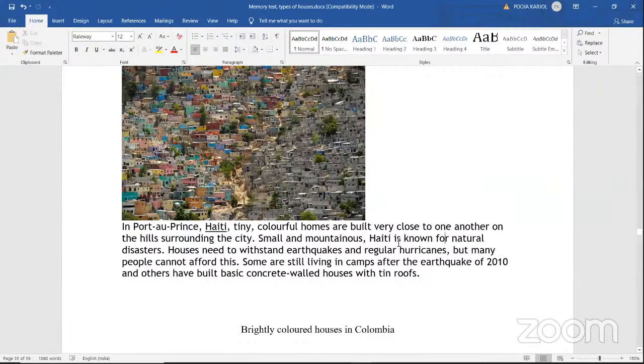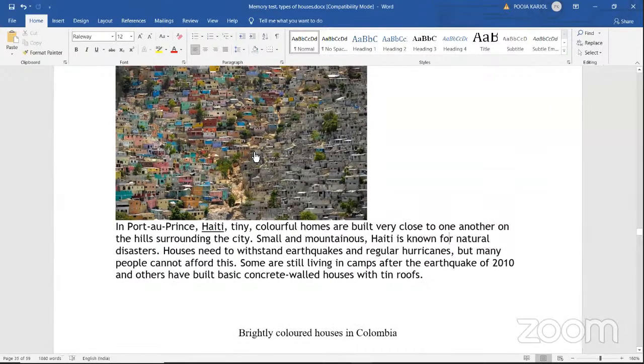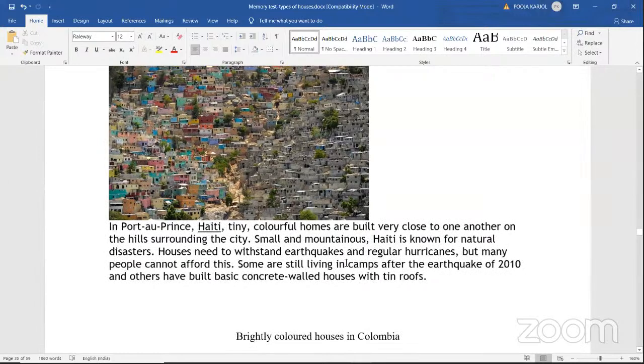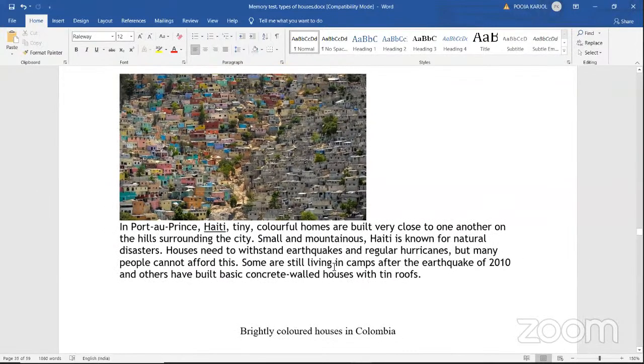Okay, Haiti is known for its natural disasters. Houses need to withstand earthquakes and regular hurricanes, but many people cannot afford this, okay? So many houses are still camps after the earthquake of 2010, and others have built basic concrete wall houses with tin roofs. It's a very small place, so houses need to be close. If you see, very close. Again, they are colorful.